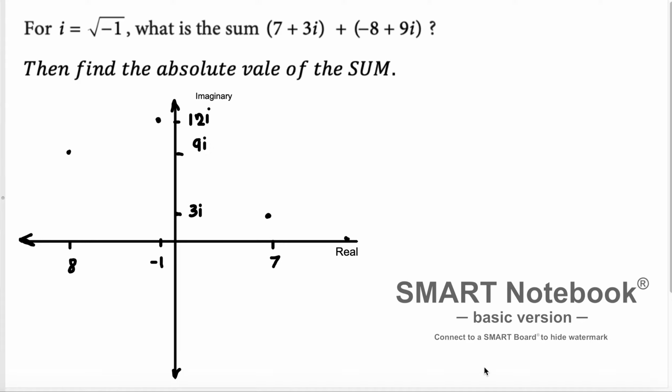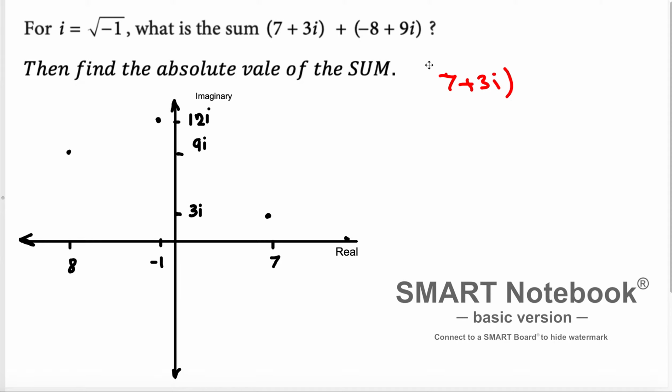Minus 1. What is the sum of 7 plus 3i plus minus 8 plus 9i? Then find the absolute value of the sum. So if we want to find the sum here, we have complex numbers in this form, for example, 7 plus 3i.